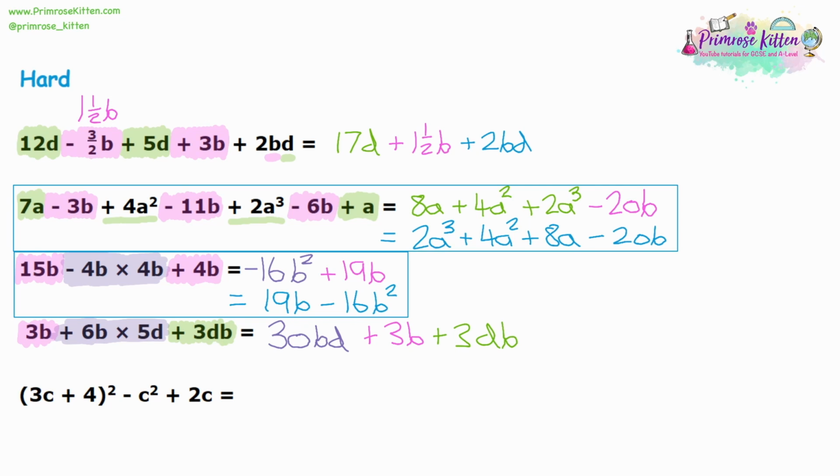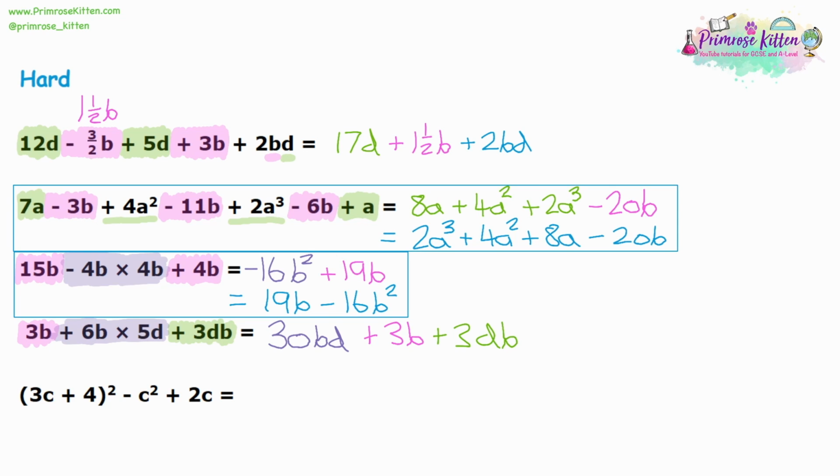Now, actually, we're not finished here, because if we look at our final answer, we've got 30bd and 3db. Now, these are actually the same term, and it all comes down to multiplication. It doesn't matter which order you do it in. So again, for example, 6 times 5 is 30, but 5 times 6 is 30.